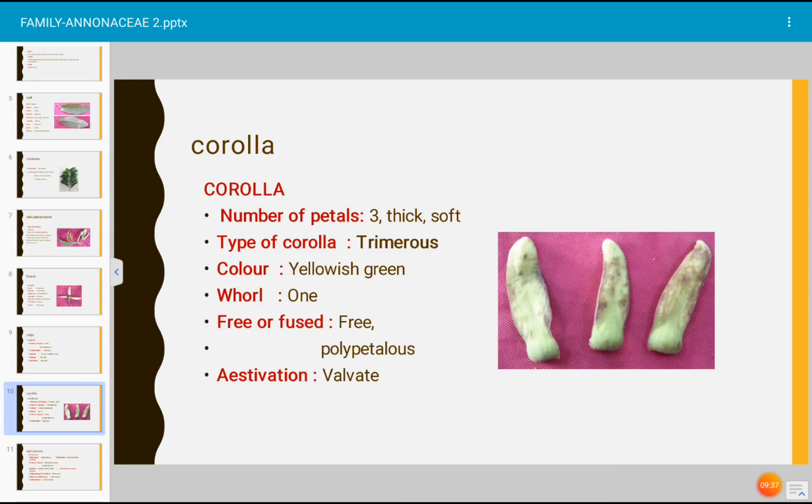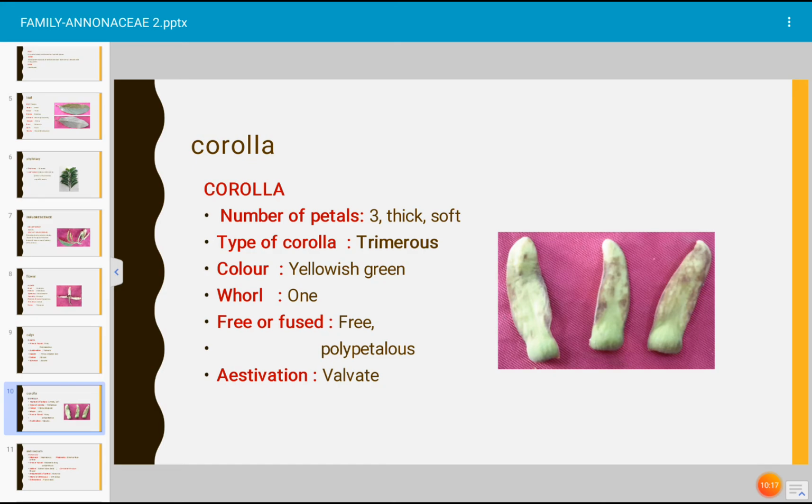Such a 3-petaled corolla is present in Annona squamosa. Hence the flower is described as trimerous flower. The color of the corolla, that is color of petals, is yellowish green. How many whorls are there? Only one whorl. 3 petals are arranged in a single whorl. The petals are free. They are not united. Such free petals in the flower are described as polypetalous condition.